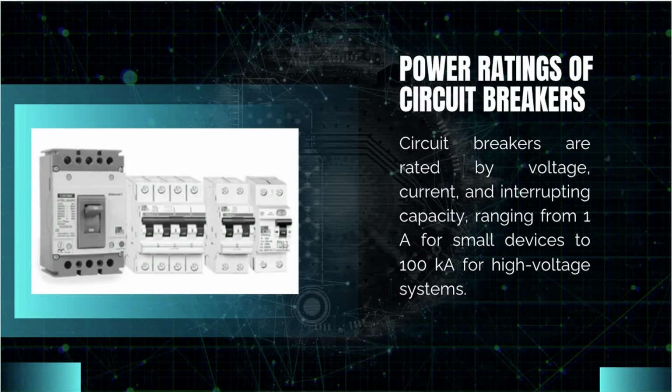Power ratings: circuit breakers are rated based on current, voltage, and interrupting capacity. The ratings typically range from as low as 1 ampere for smaller devices such as domestic circuits to 100 kiloampere for high capacity industrial systems. Selecting the correct rating ensures the breaker can handle the maximum fault current without failing or causing additional damage.